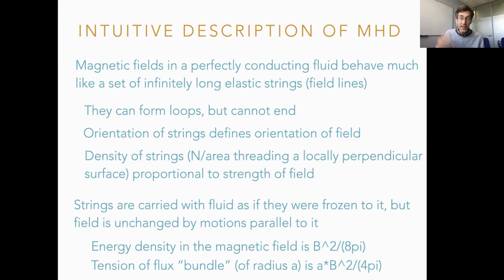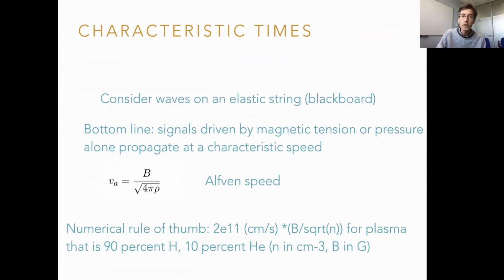With that physical picture in mind, if you want to put it in equations, we assume that the energy density in the magnetic field is proportional to B squared over 8 pi. And we have some tension: if we have a collection of magnetic field lines forming a bundle of some radius a, the tension of that flux bundle is of order a B squared over 4 pi. That's the kind of thing we want to have in the back of our heads. So let's go back to the blackboard for a second.